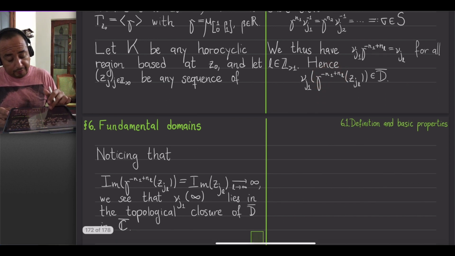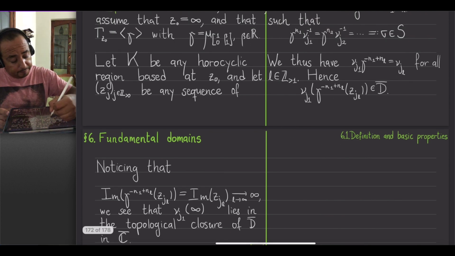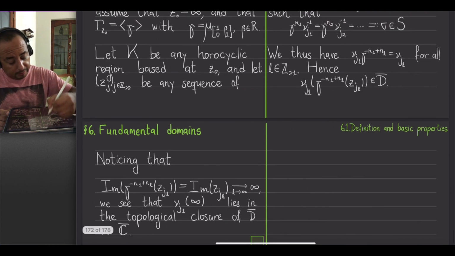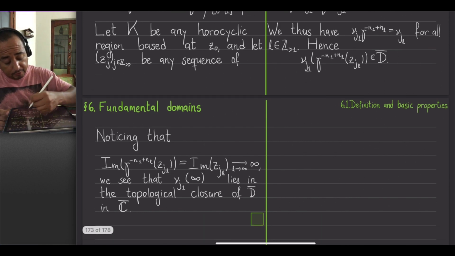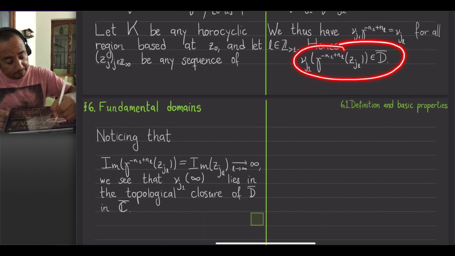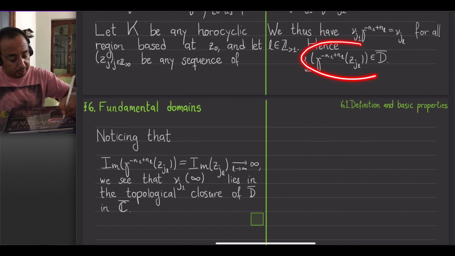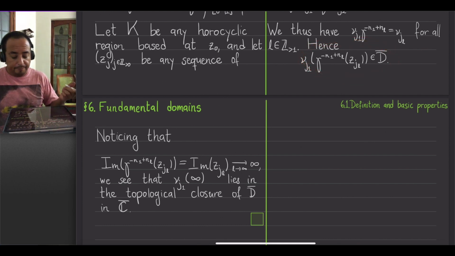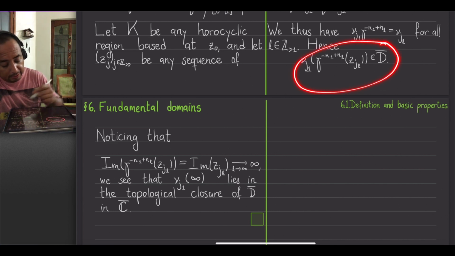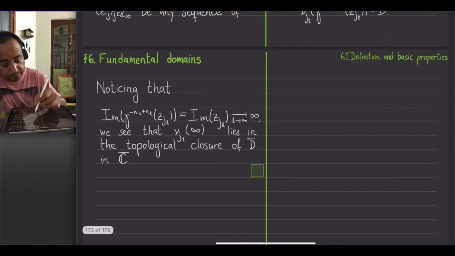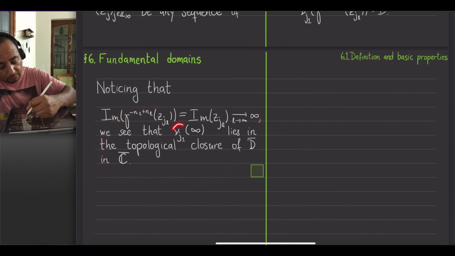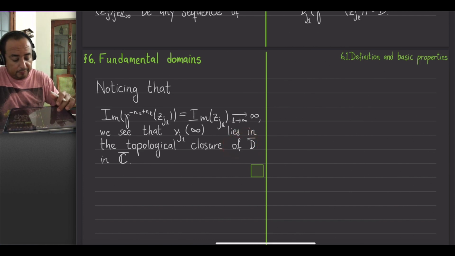Okay, so what we see is that all of these are in D bar, and when this tends to infinity, then I have to be in the topological closure in C bar, right? Because all of these are in D bar. So I'm done. Right? So nu J1 of infinity has to lie in the topological closure of D bar in C bar.